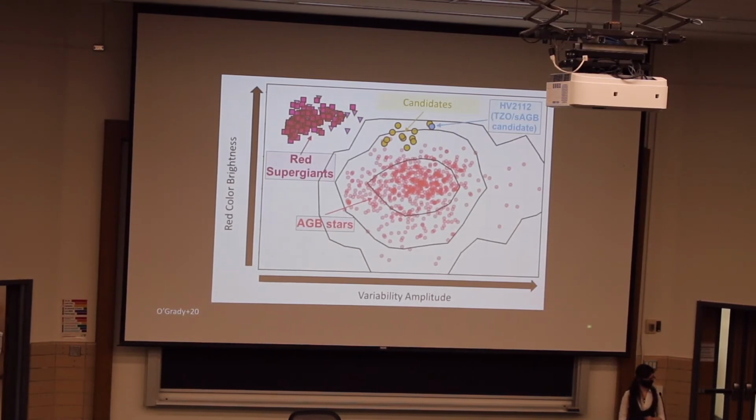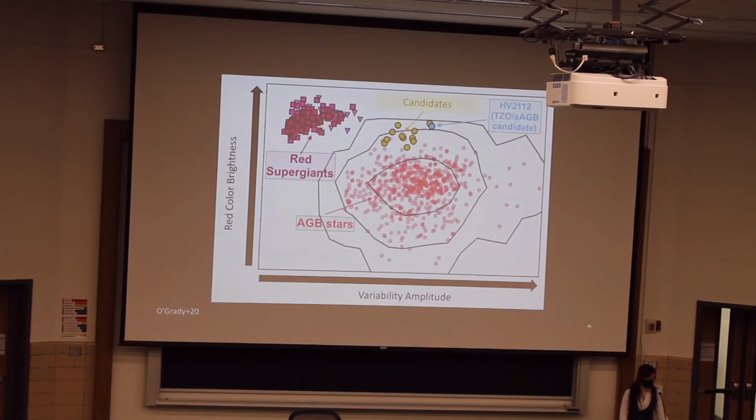And you can see in the top left, in violet, there are red supergiants. These are very bright stars, but they don't have a high amplitude of variability. The red circles are AGB stars. So these are lower mass, and you can see that the brightness is a little bit lower as well. But they have a huge variety of big amplitude in their variability.